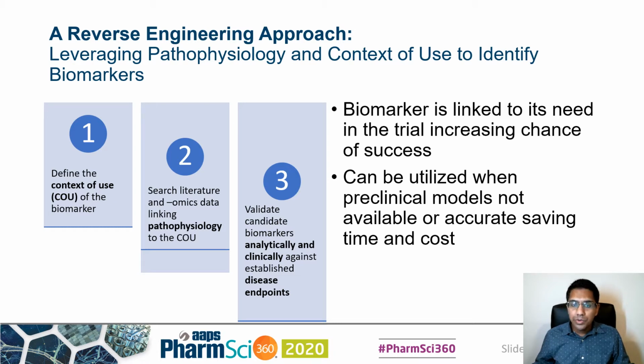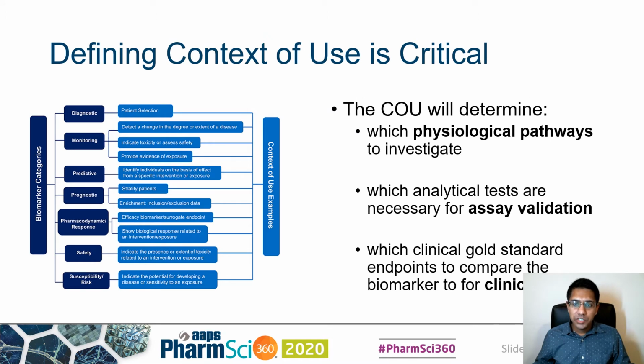In this approach, preclinical models may not be necessary, saving time and cost of finding an appropriate model. The biomarker is also linked to a clinical trial context of use directly, making it more rapidly translatable. In this approach, as I will demonstrate shortly, defining the context of use is critical to having a successful translatable biomarker. Shown on the left are FDA examples of biomarker context of use, particularly for clinical trials.